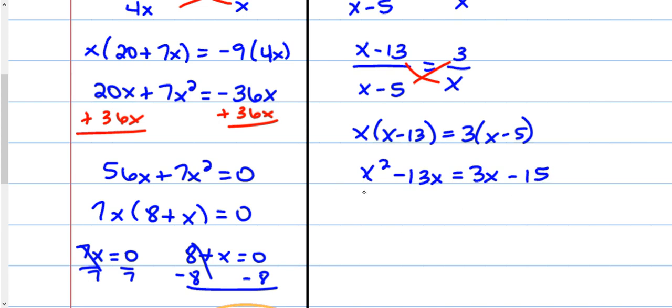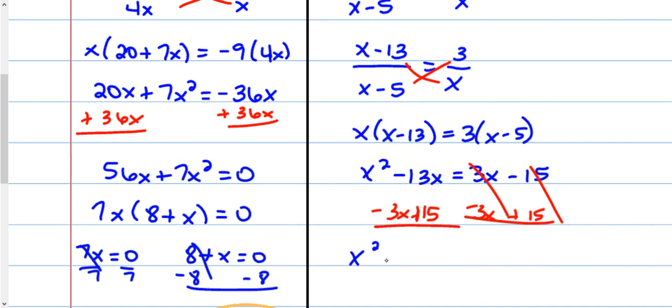Move everything to the left. So subtract 3x, add 15. On the right, they cancel. And on the left, you have x squared minus 16x plus 15 equals 0.